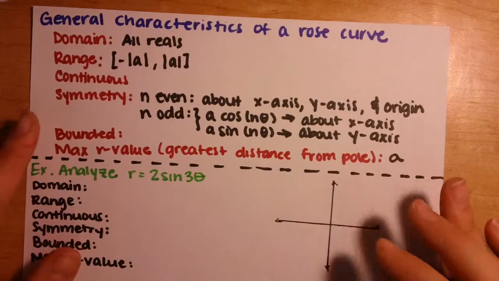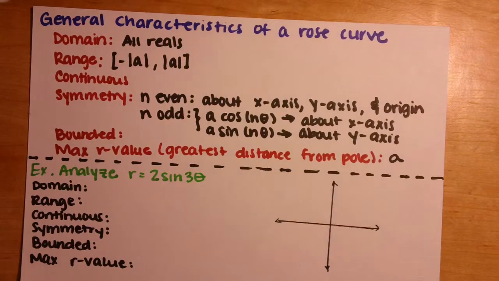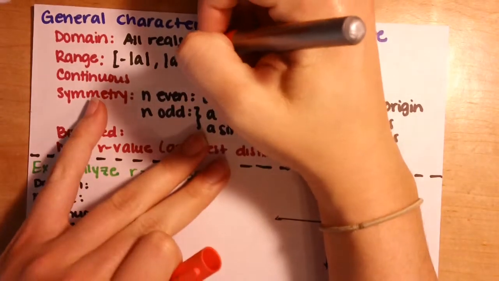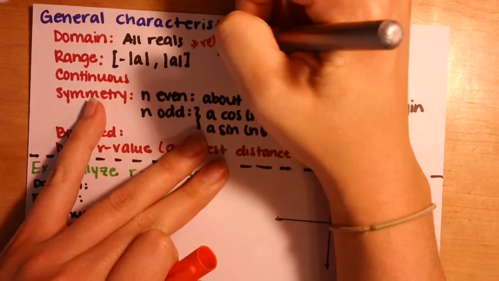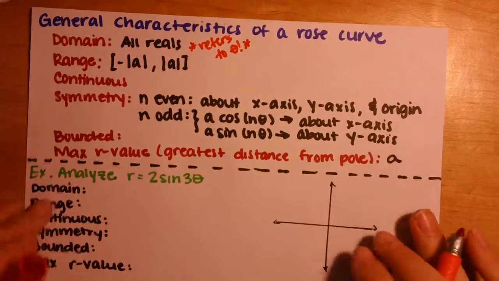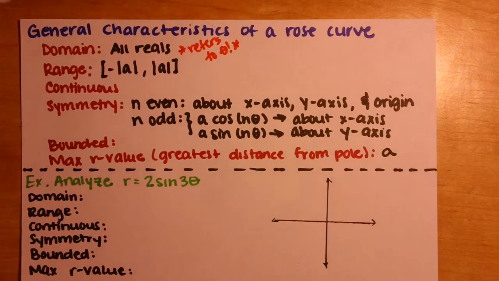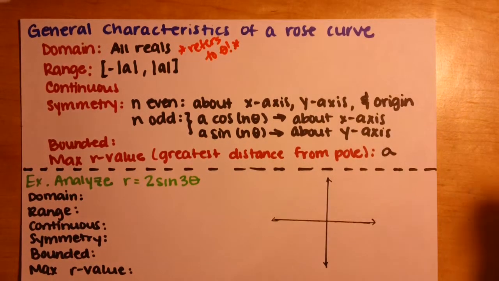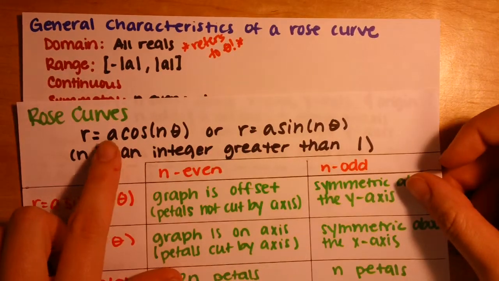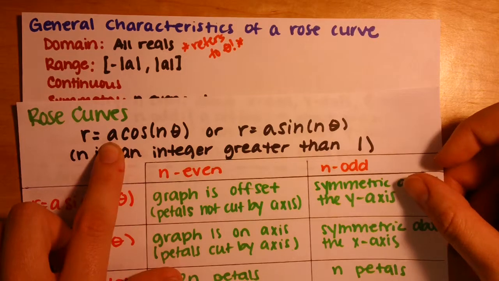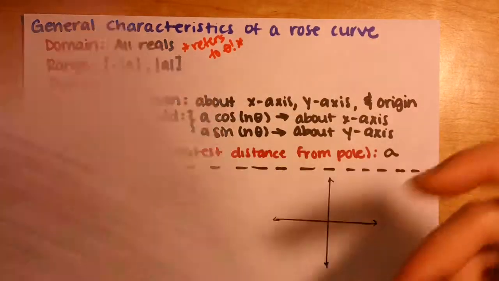We have some general characteristics of a rose curve. The domain is all real numbers, and this is looking at the angle. This refers to theta. Okay, so all reals is all angles. Our range is the negative absolute value of a to the absolute value of a. So that was that first part here. So your range is negative absolute value of this to the absolute value of it.